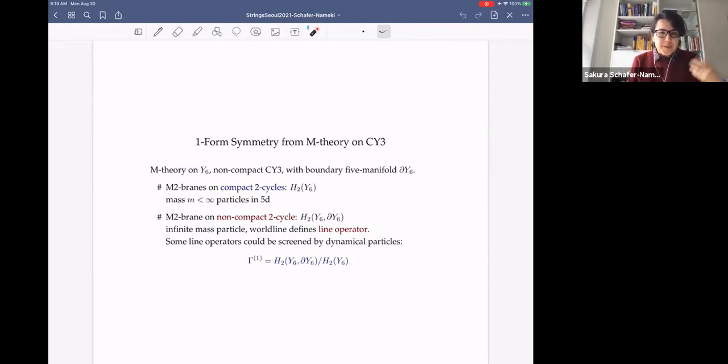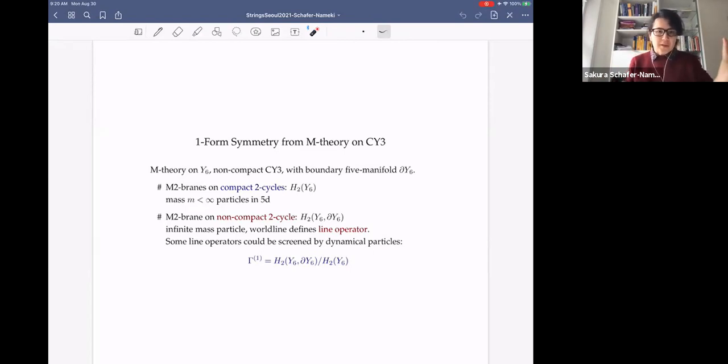And then there are wrapped M2-branes, which are BPS. They can wrap compact two-cycles and give particles. The mass depends on the volume of these cycles. So going to particular loci in this scalar moduli space of the Calabi-Yau threefold, these particles become massless. And for example, that can lead to enhancement of the gauge group from U(1) to some non-abelian one, or they'll just be charged matter states.